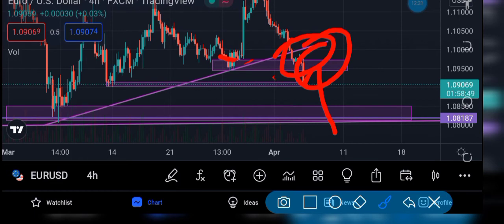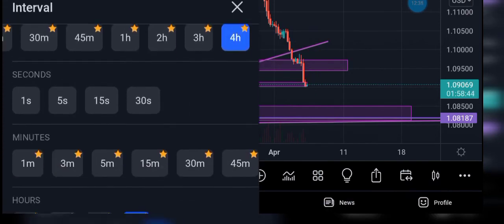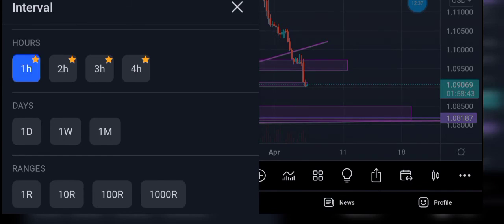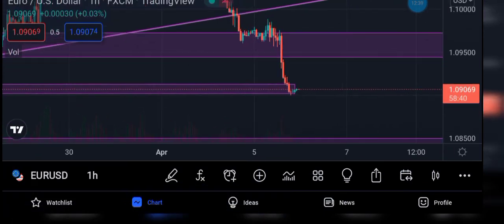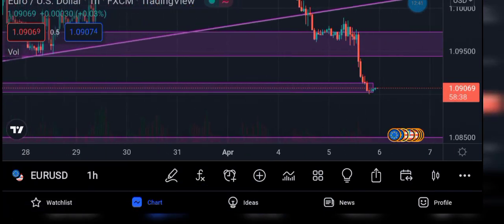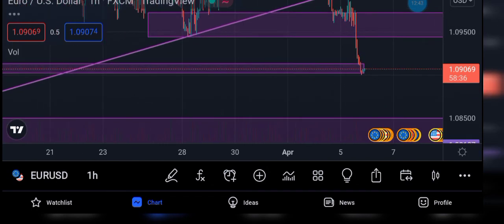So as for me, I'll be taking my entry from hour 1. Hour 1 is fair enough. So I'll be getting my entry from hour 1 if price gets to that point. But it's still possible that price can just break it and move to the zone.